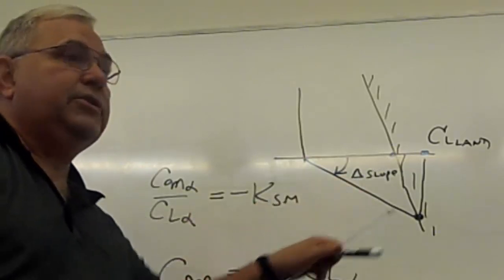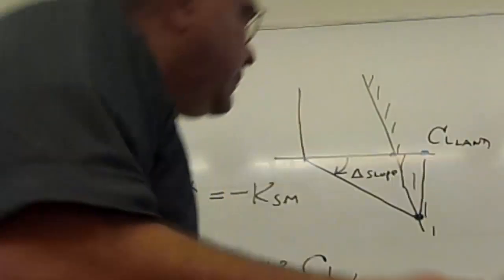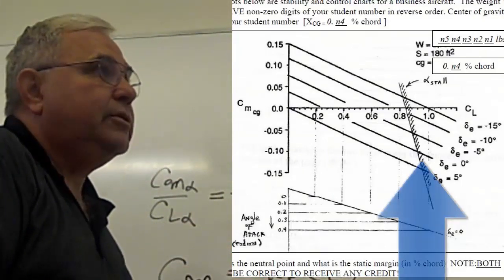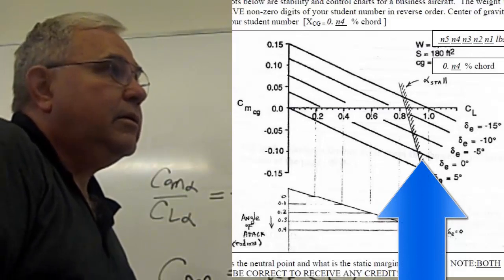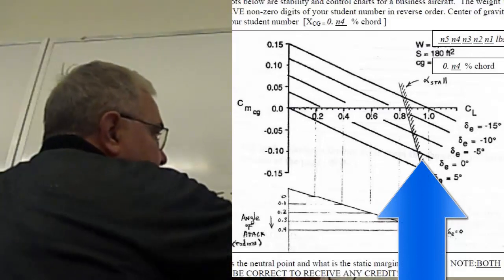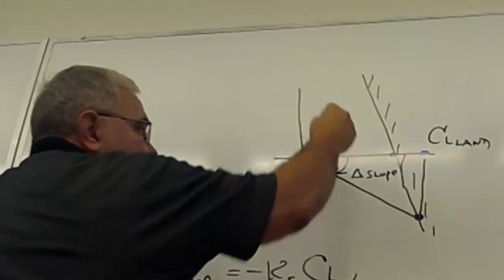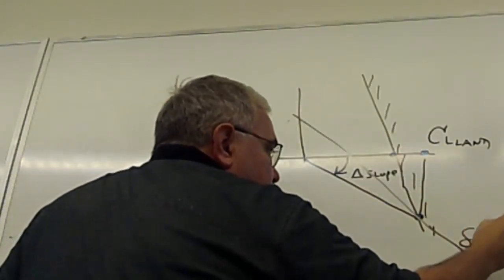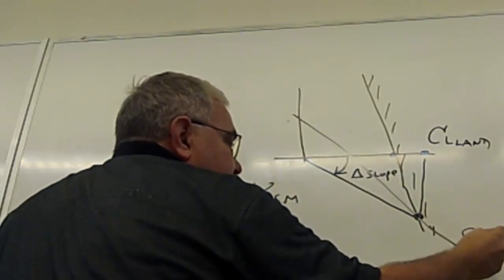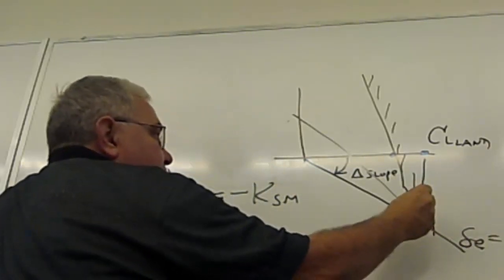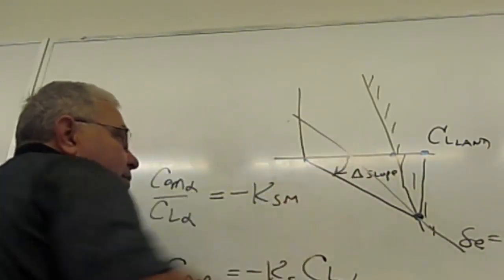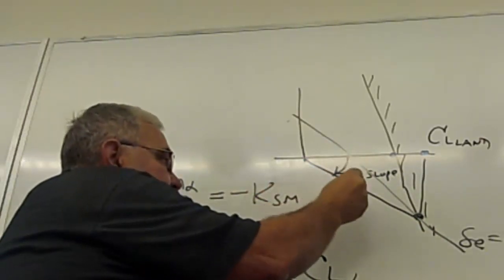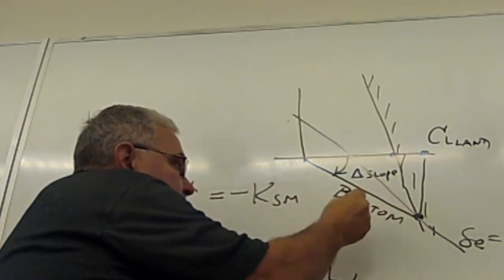At what elevator deflection? Well, I have to look at the chart. I look at the chart over here, and I see that the elevator deflection for 0.92 looks like 0. So this guy is going to be the 0 elevator deflection. Is going to come in like this. So this will be delta E equals 0 line. So at 0 elevator deflection, I'll put this point in trim. If I move my CG aft, I get that one. That's the bottom of your trim triangle. That's the bottom of the trim triangle.